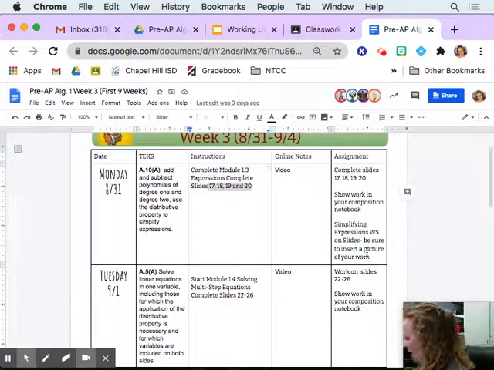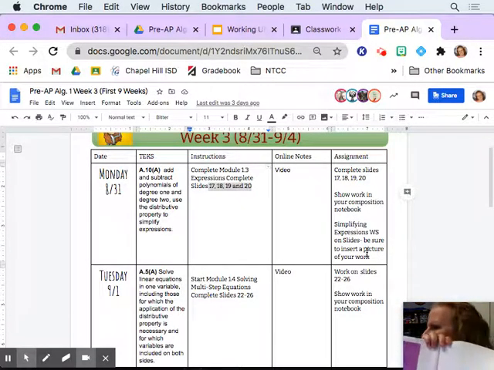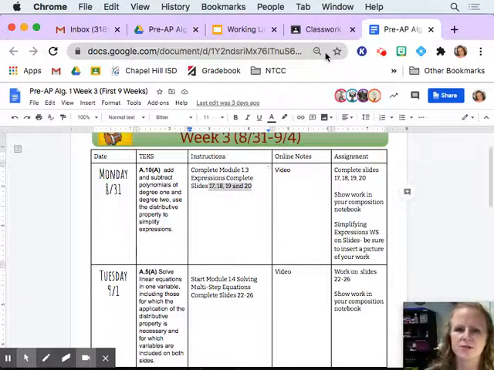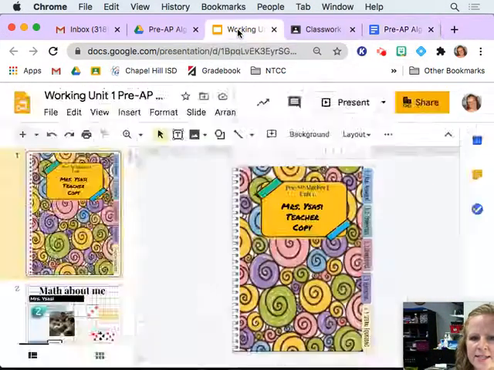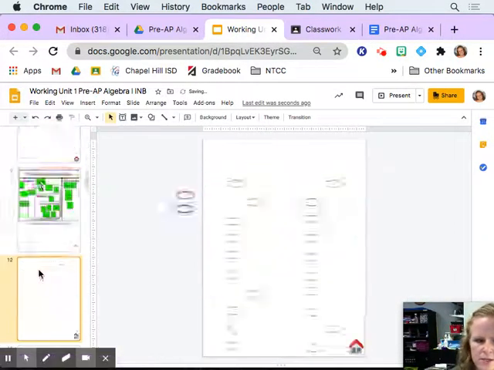So we have our composition book, and you're going to write in here anytime you need to take notes or show work. Okay, so let's look at our slides 17, 18, 19. So I need to go down.